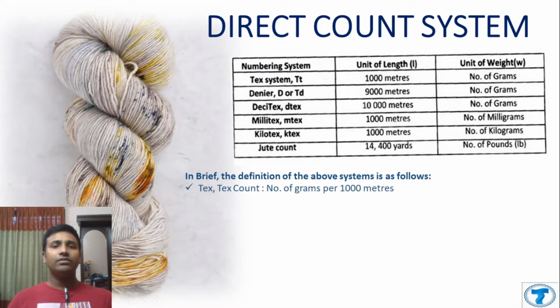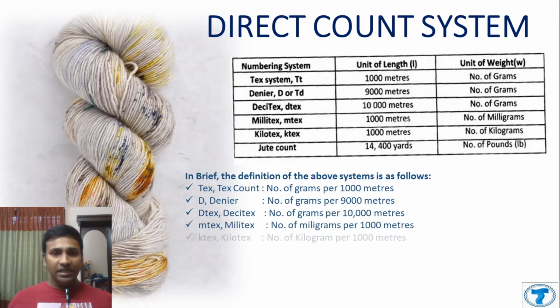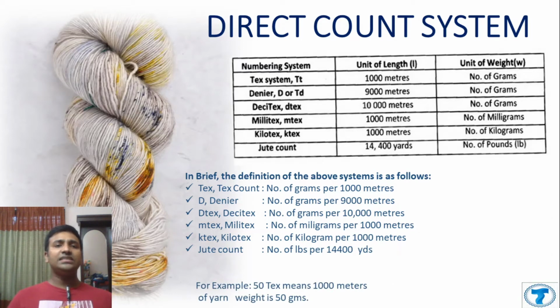In brief, the definition of the above systems is as follows. Tex means the number of grams per 1000 meters. That means if we weigh 1 kilometer of yarn, how many grams it is, that is the yarn count of that yarn. Denier is the weight in grams of 9000 meters of yarn. Similarly, decitex, millitex, kilotex and jute count are derived. For example, what does 50 tex mean? 50 tex means 1000 meters of yarn weighs 50 grams.